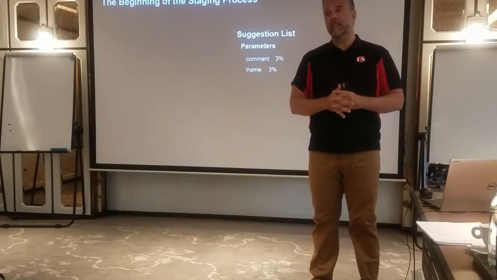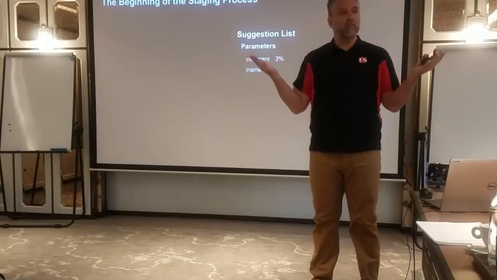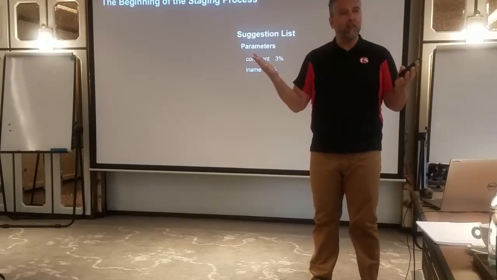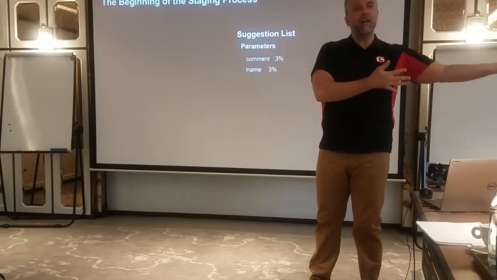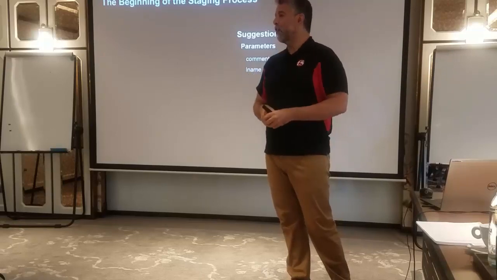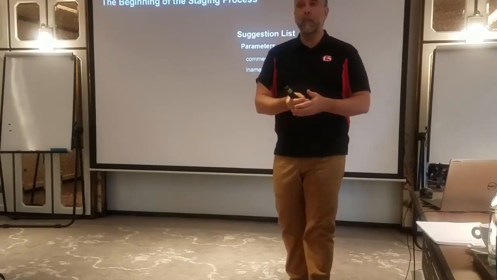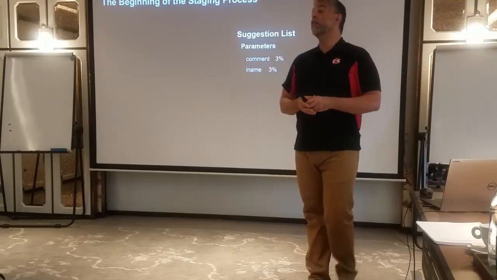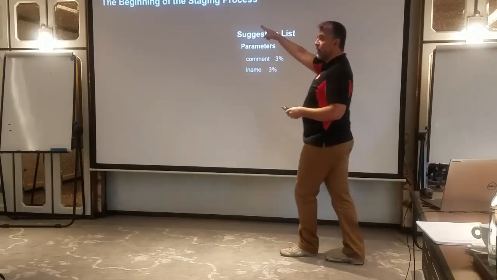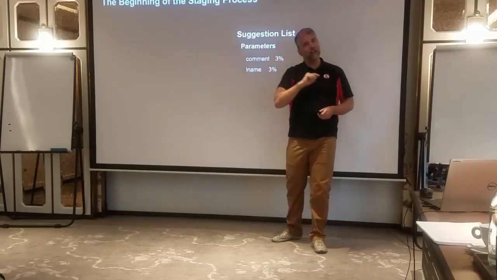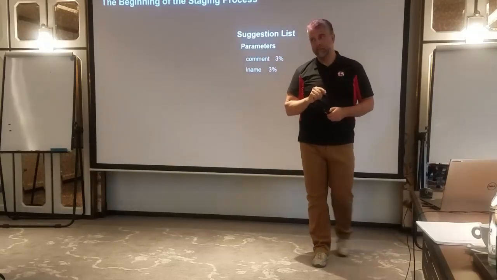Now the question is this: how are those attributes figured out? How do we figure out that the comment field should be 500 characters long? How do we figure out that the comment should have all those meta characters? That's done during the staging process. So here is how the staging process works.